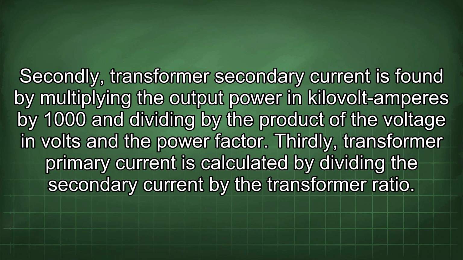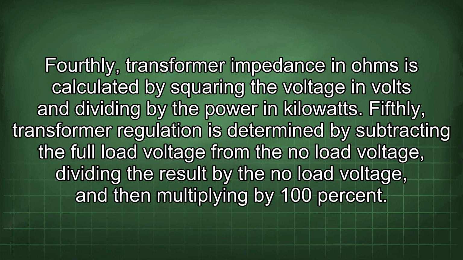Thirdly, transformer primary current is calculated by dividing the secondary current by the transformer ratio. Fourthly, transformer impedance in ohms is calculated by squaring the voltage in volts and dividing by the power in kilowatts. Fifthly, transformer regulation is determined by subtracting the full load voltage from the no-load voltage, dividing the result by the no-load voltage, and then multiplying by 100%.